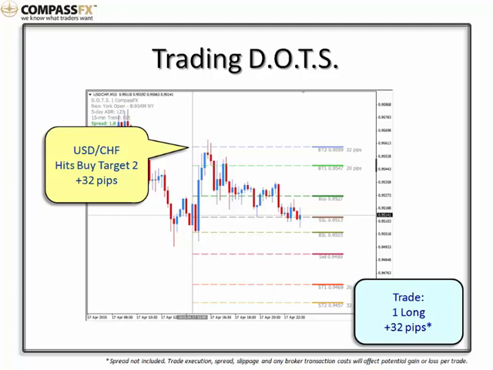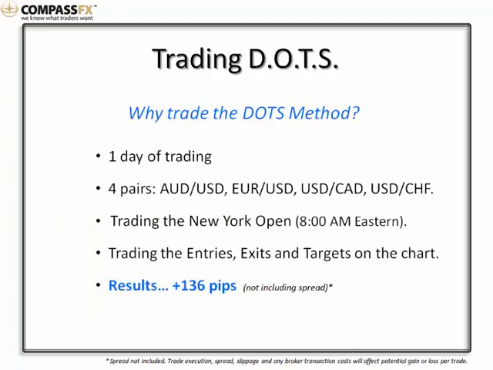And so what do we end up with? We have one day of trading, only trading 4 pairs, the Aussie dollar, the euro dollar, the dollar CAD, and the dollar Swiss, trading the New York Open at 8 a.m. Eastern, and just simply trading the entries, exits, and targets as defined by the DOTS method indicator, and it results in 136 pips, not including spread and any transaction costs.